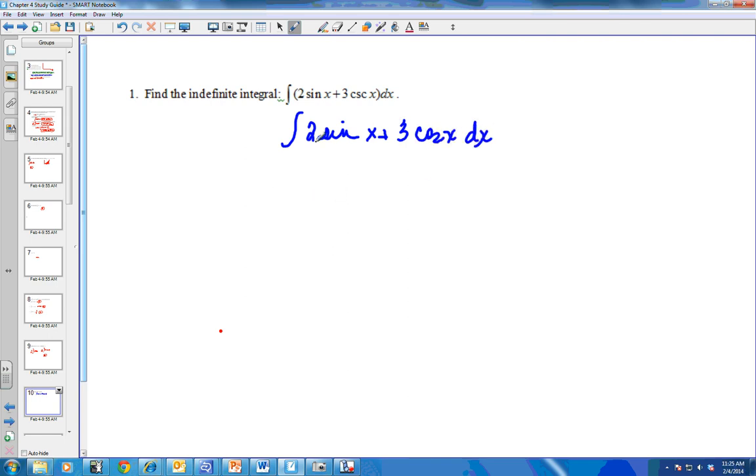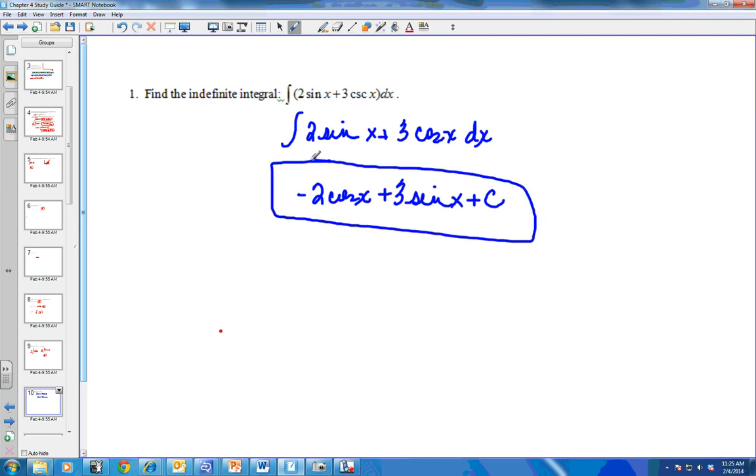Okay, so when we work this, I know any constants that are out in front, I could bring that out in front of the integral sign. And the integral of sine x is negative cosine, so this is going to be negative 2 cosine x plus, again, this is just a constant out in front, so that constant will stay there. And the integral of cosine is sine, so it's going to be 3 sine x plus c. We need that plus c because it is an indefinite integral.